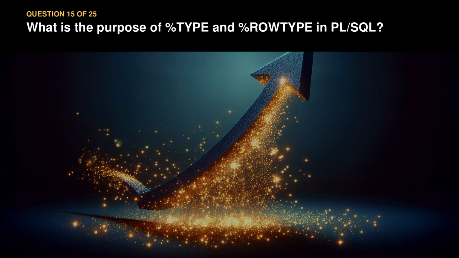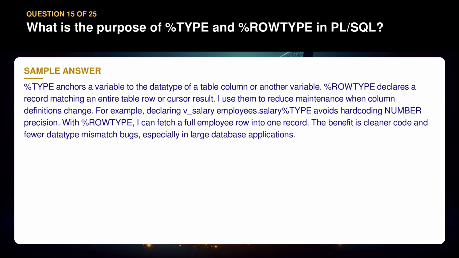Question 15. What is the purpose of %TYPE and %ROWTYPE in PL/SQL? %TYPE anchors a variable to the data type of a table column or another variable. %ROWTYPE declares a record matching an entire table row or cursor result. I use them to reduce maintenance when column definitions change. For example, declaring v_salary employees.salary%TYPE avoids hard-coding number precision. With %ROWTYPE, I can fetch a full employee row into one record. The benefit is cleaner code and fewer data type mismatch bugs, especially in large database applications.